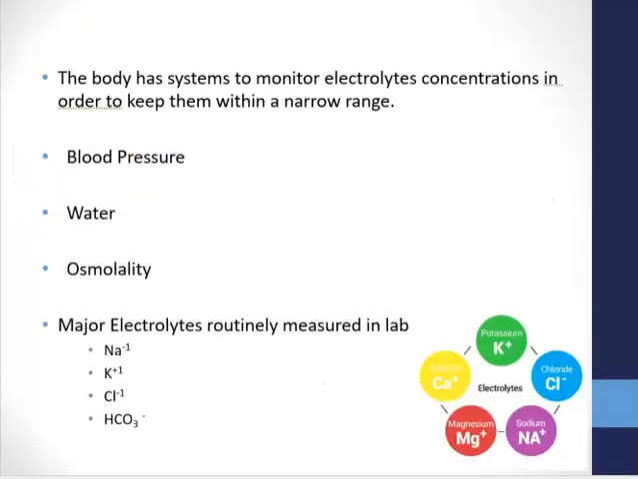So the body has systems to monitor electrolyte concentrations in order to keep them in a very narrow range. And some of the ways that the body does this is through blood pressure, the amount of water in the body, and osmolality. Our major electrolytes that we routinely measure in the lab include sodium, potassium, chloride, and bicarbonate.